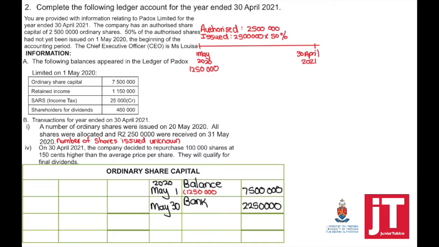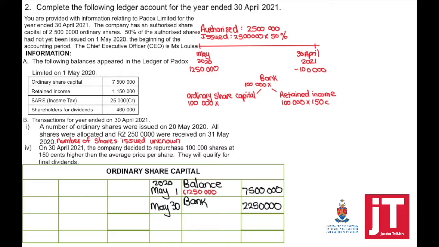Then on 30 April 2021, the company decided to repurchase 100,000 shares at 150 cents higher than the average price per share. They will qualify for final dividends. So what is happening here if I look at my timeline? At the end of the accounting period, 100,000 shares were repurchased. Now remember, they will qualify for final dividends. So when we're calculating the dividends recommended at the end, you need to keep this in mind.